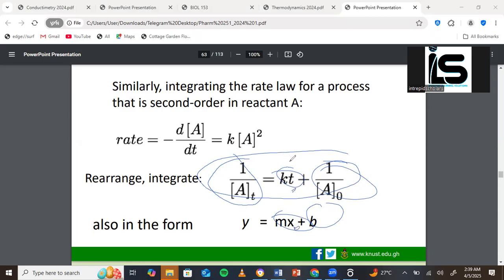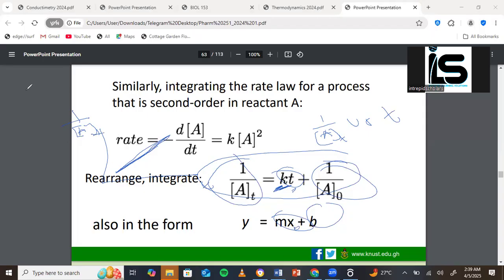It means for us to determine graphically whether a process is second order, we have to plot 1 over the concentration at time t versus t. When we get a straight line, it should have a positive slope, positive k. We have to draw a graph like this. This one will be 1 over the concentration at t, and this one will be time. Now we have to get a straight line with a positive slope to show that it's a second order reaction.